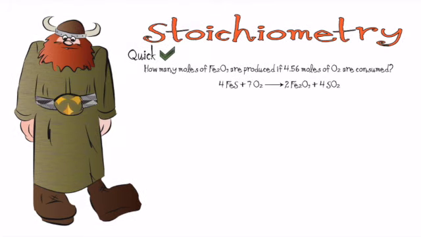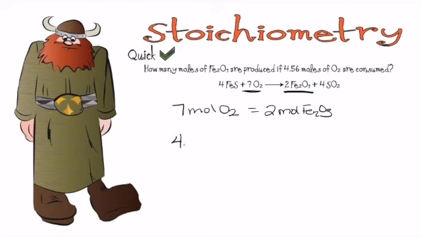Okay, how many moles of iron oxide are produced if 4.56 moles of oxygen are consumed? So we're looking at oxygen and iron oxide. For every 7 moles of O2, we produce 2 moles of iron(III) oxide.